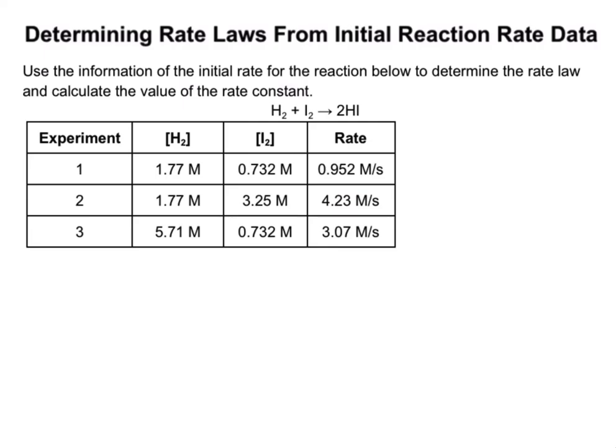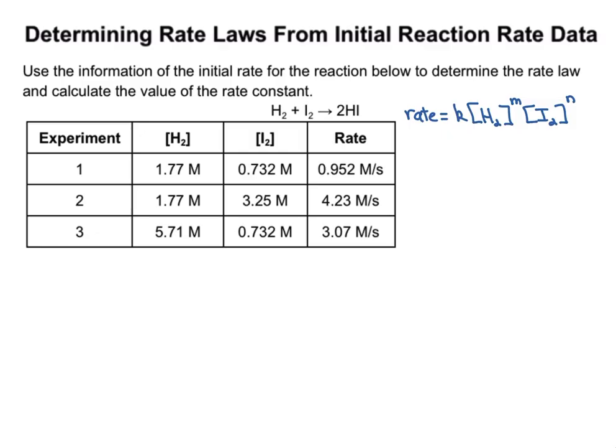We're going to work on determining the rate laws and calculating the value of the rate constant. In this experiment, they've given us information of the initial rate for the reaction, and they're asking us to determine the rate law and to calculate the value of the rate constant with correct units. So the rate law takes this form: rate equals the rate constant times the concentration of the reactant raised to the power of m times the concentration of the second reactant raised to the power of n. And what they're asking is for us to solve for m, n, and to calculate the value of that rate constant with the correct units.